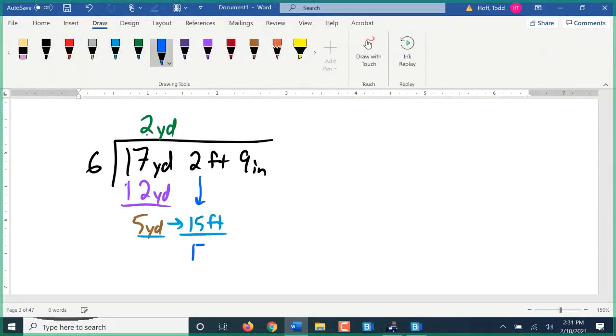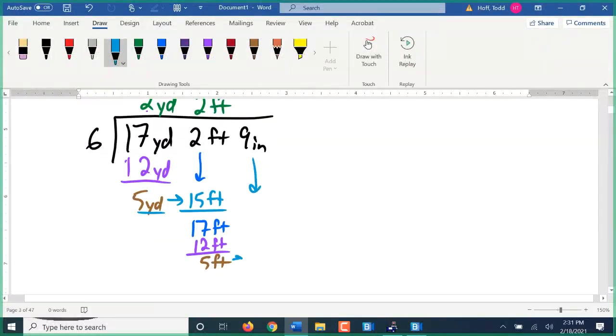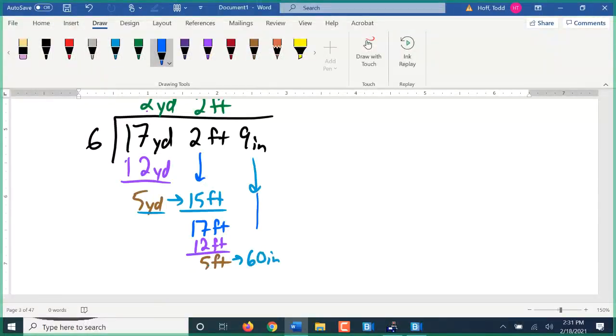I bring down the 2 feet, that is 17 feet. 6 goes into 17 twice again. This is 2 feet this time. 2 times 6 is still 12 feet. I subtract, I have 5 feet left over. Before I can bring down the 9 inches, I have to convert that 5 feet into inches. 5 times 12 is 60 inches. Bring down the 9 inches, that is now 69 inches. Well, this is the exact calculation we just did up above. I put that 69 over 6, reduce that fraction, you get 11 1/2 inches.